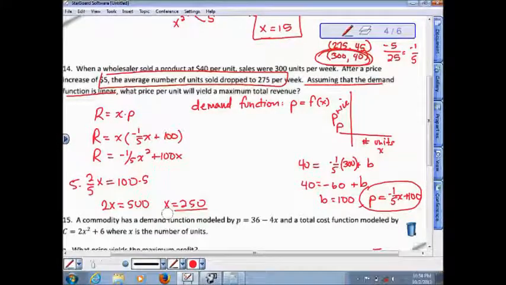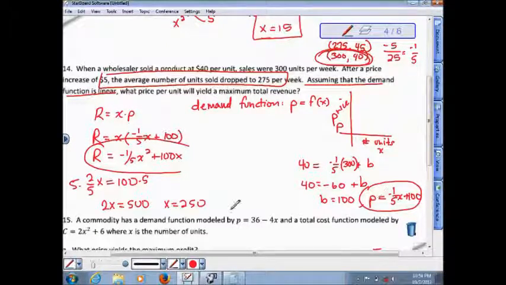Now, I guess technically we should just check to make sure this is a maximum value, but if we go back and look at the original revenue function right here, this is a quadratic function with negative leading coefficient, which means it's upside down, so it's an upside down parabola. So the vertex is going to be the maximum value. This is the number of units you have to sell to maximize revenue, but what price are you going to sell it at?